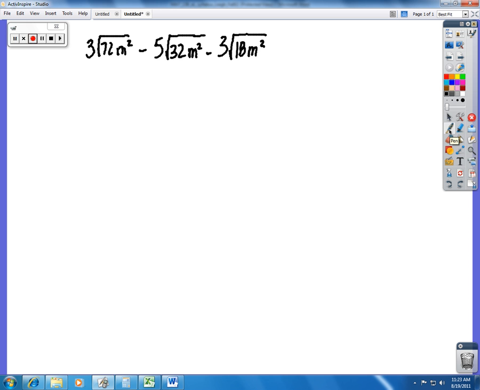So again, we're going to break up each one of these radicals into multiple pieces. And this is one of the cool properties of radicals, is if you have terms that are multiplied together underneath the radical, you can split them apart like this. Okay, so since we had 72 times m squared, we can break that into the square root of 72 times the square root of m squared. So I'm going to keep doing the same thing across here.